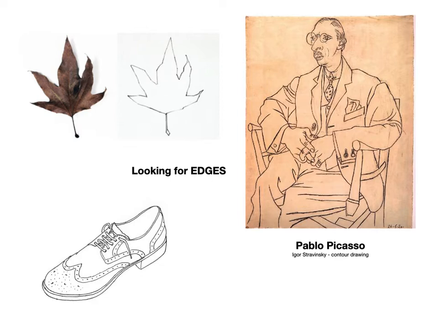Here we're looking for edges. And in this picture by Pablo Picasso of Igor Stravinsky, this is a blind contour drawing, as discussed earlier. So the artist has looked for the edges of the shapes without looking carefully enough to make it realistic. In other words, the artist is not really paying attention to trying to draw exactly what they see, but more get a feeling for it.